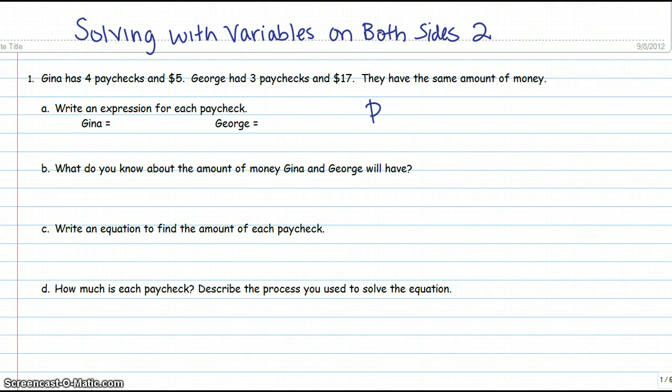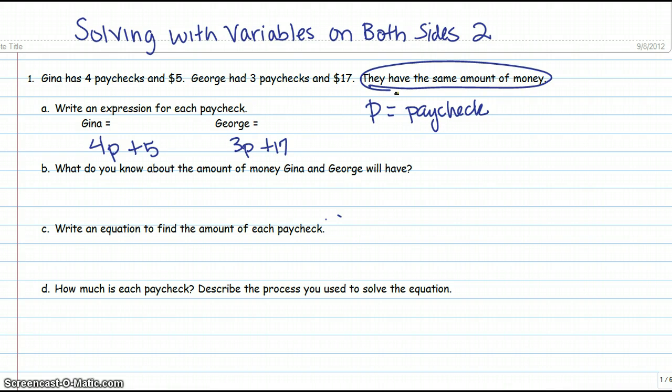Well, if we let P equal the paycheck, then Gina has 4 paychecks and $5. George has 3 paychecks and $17. So what do you know about the amount of money that Gina and George will have? They told us that they have the same amount of money, meaning that these two expressions must be equal. So 4P plus 5 has to equal 3P plus 17.